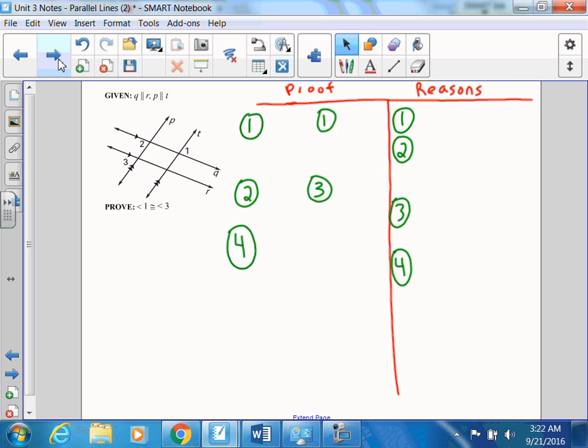Okay, this is a similar proof. First thing we're going to do, given information, Q is parallel to R, P parallel to T. If you're watching this video and you want to pause it to try to figure out how to do this on your own, that would probably be a good idea. We have the given information here. So if we have Q and R parallel, what does that lead me to determine?